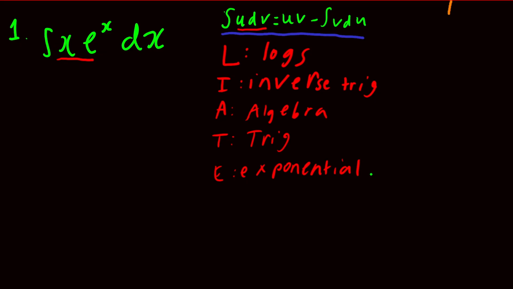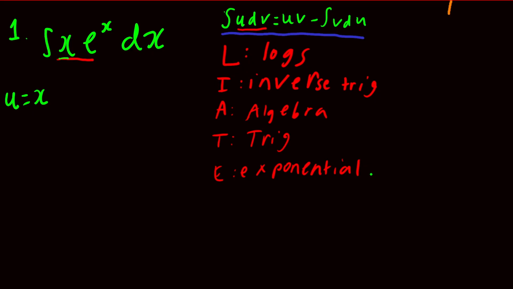This acronym, LIATE, is how you remember how to choose u. L is logs, I is inverse trig, A is algebra, T is trig, E is exponential. It's kind of like PEMDAS, whichever comes first. x is obviously an algebraic expression, so that's what I'm going to make u. So LIATE helps us choose our u.